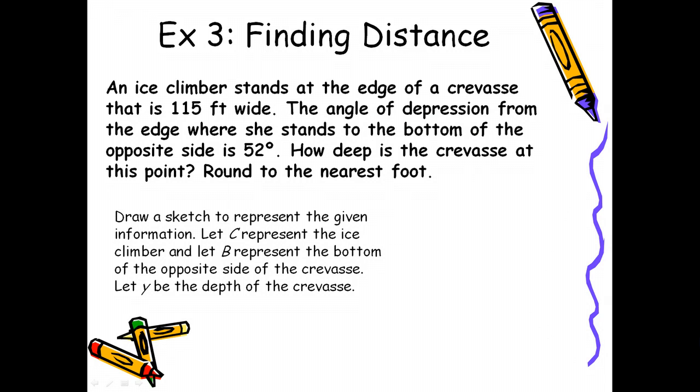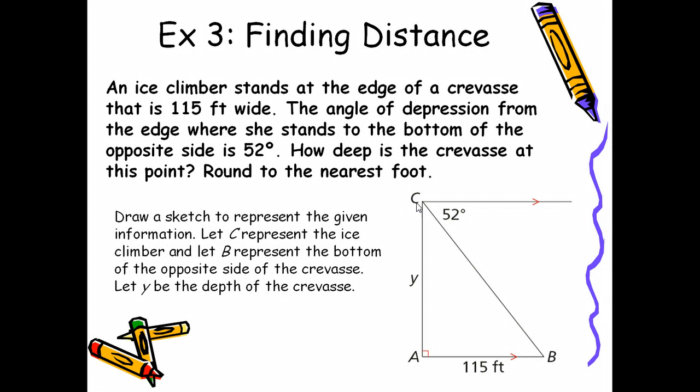Let's look at another one. An ice climber stands at the edge of a crevasse that is 115 feet wide. The angle of depression from the edge where she stands to the bottom of the opposite side is 52 degrees. How deep is this crevasse at this point? And we want to round to the nearest foot. First thing we want to do, of course, is draw a sketch. We need a pretty picture so that we see what we're looking for. Let's let C be the ice climber, and B will be the bottom of the opposite side, and Y will be the depth.